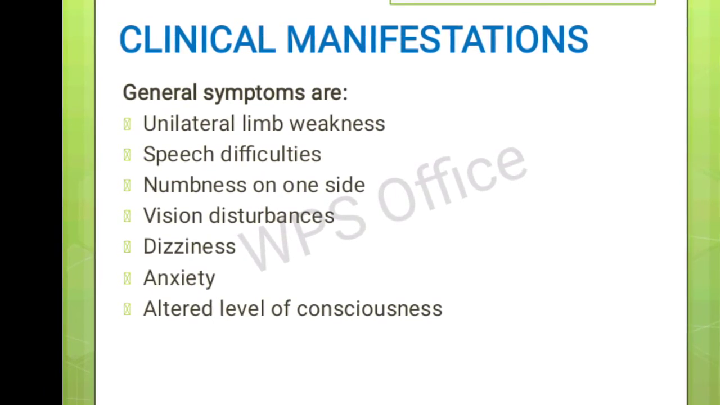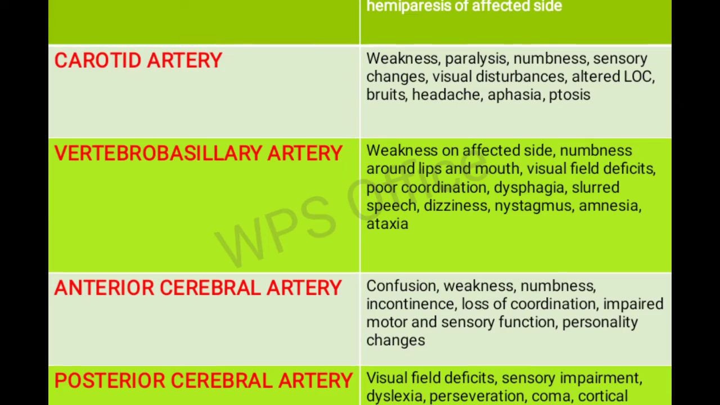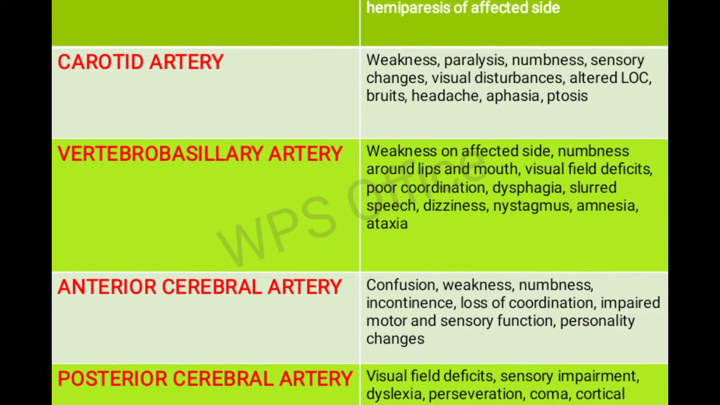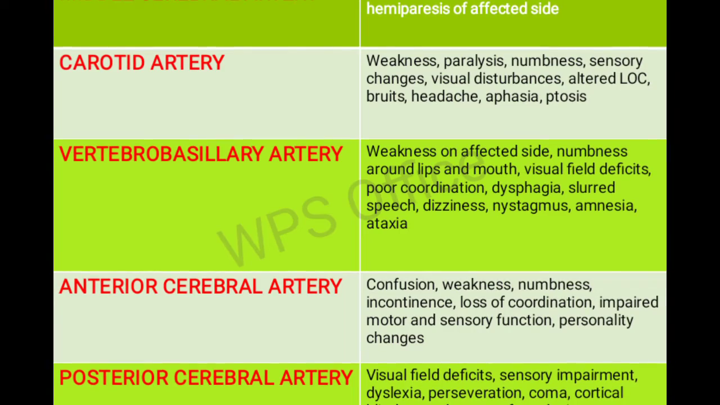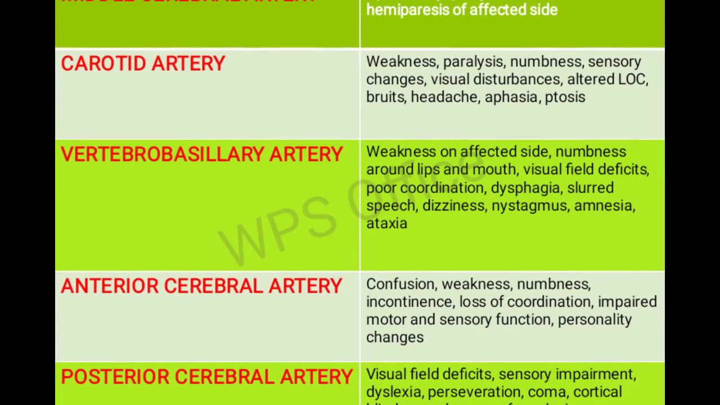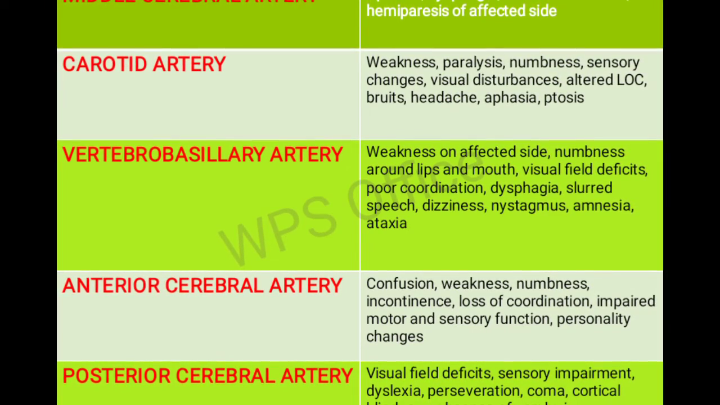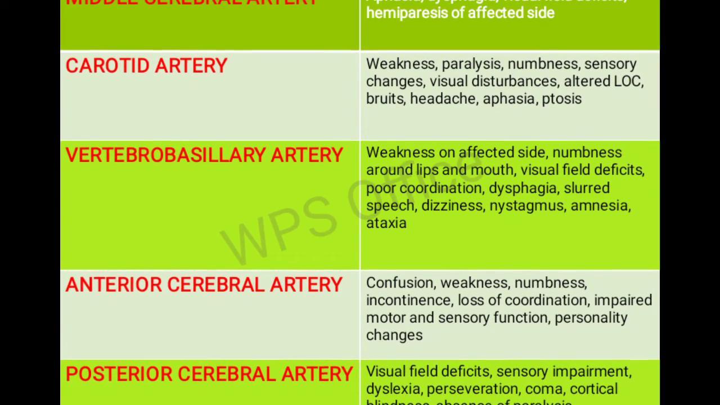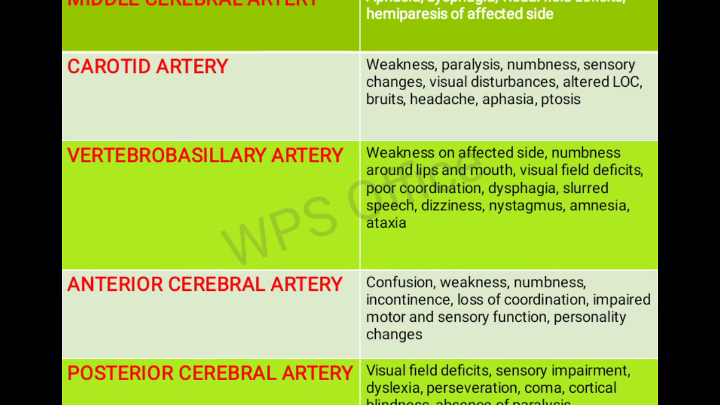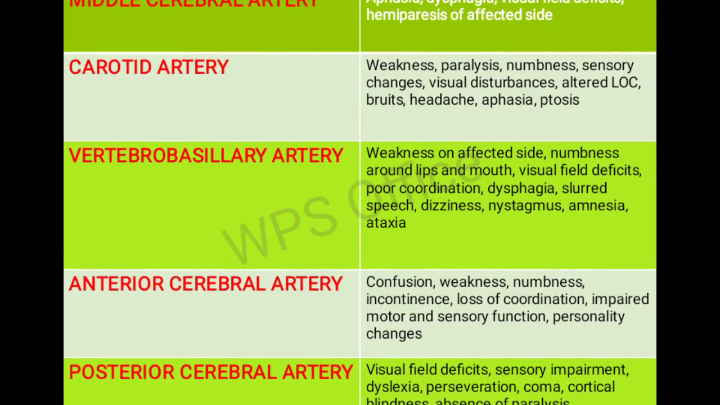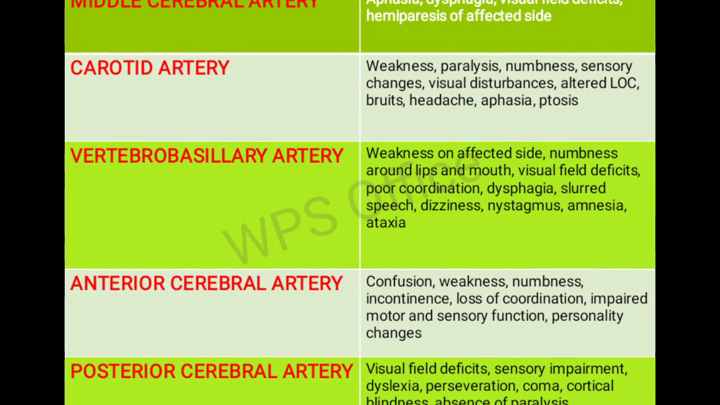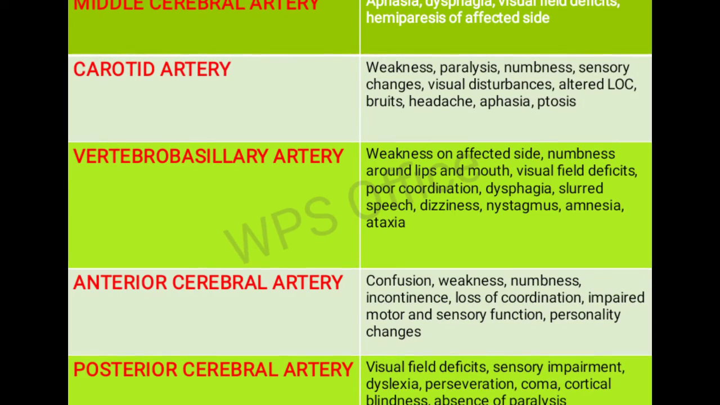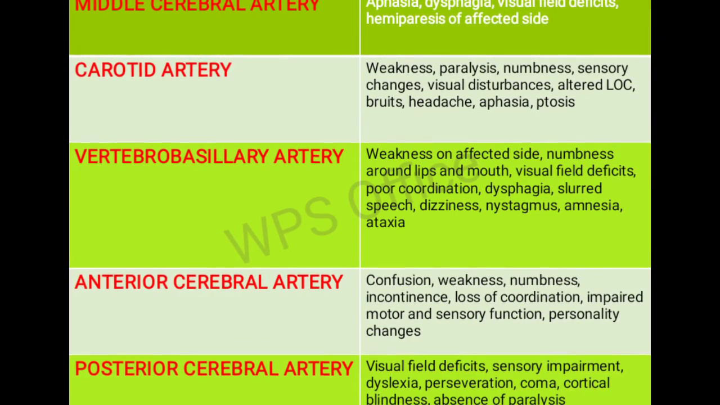Now let's see the clinical features according to the area of the affected region. When it affects the middle cerebral artery, it will cause aphasia, dysphagia, visual field deficits, and hemiparesis of the affected side. They will have difficulty in speech and language. Then hemiparesis, that means one side of the body will be affected.